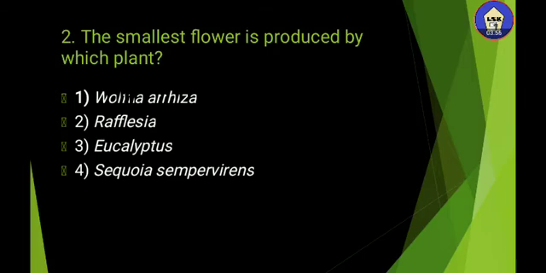Then what about option 2, Rafflesia? Rafflesia produces the largest flower in the plant kingdom. So definitely the answer should be Wolffia arrhiza. So Wolffia arrhiza is the answer to this question. The smallest flower is produced by Wolffia. This is even the smallest angiospermic plant.